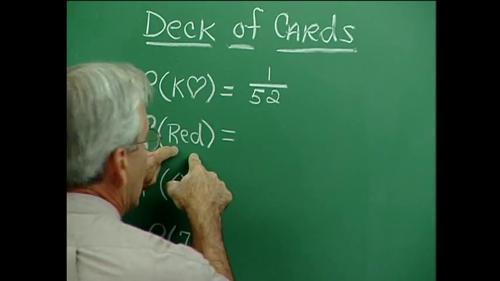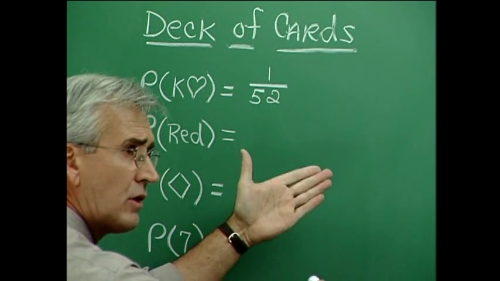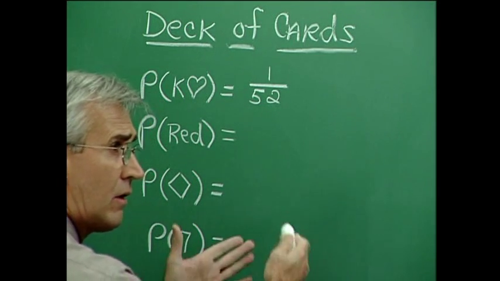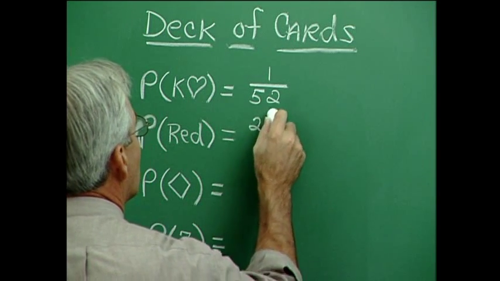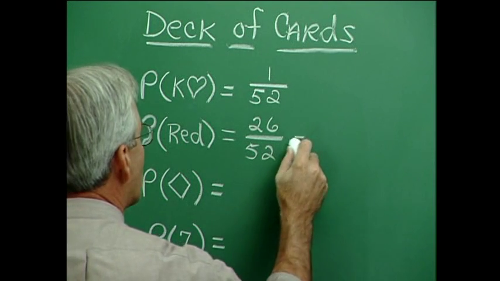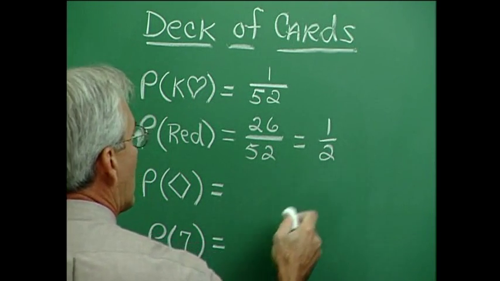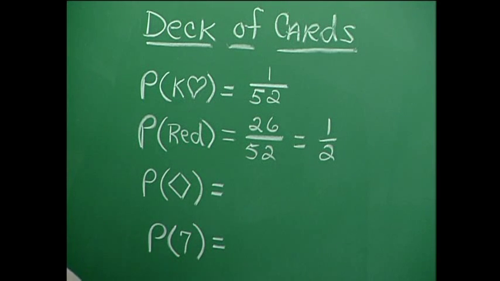Probability of a red card. Well, in the deck, how many are red? All of the hearts and all of the diamonds are red. There are 13 hearts and 13 diamonds. That's 26 cards that are red out of the deck of 52 cards. This can be reduced to 1/2. So the probability is 1/2 or 0.5 of drawing a red card.